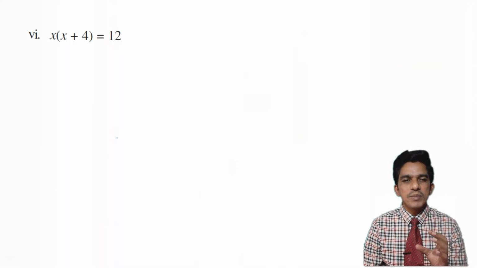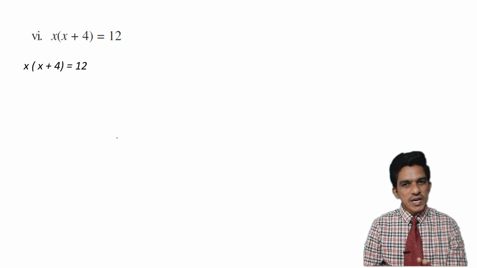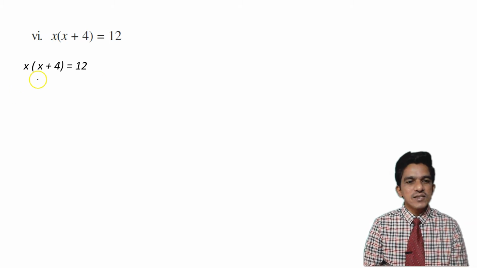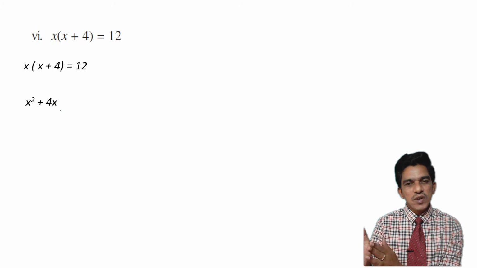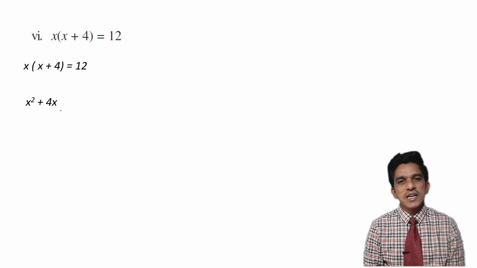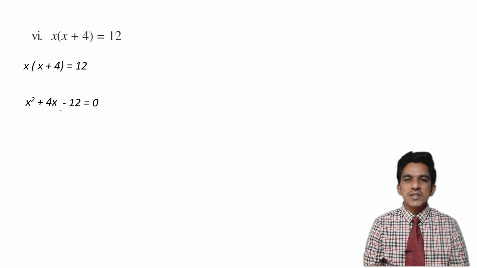Let us move to problem number 6. x of x plus 4 is equal to 12. This is the equation that we are given. ఇది actually quadratic equation but ఇది standard form లో లేదు. We have x of x, that means x square plus x into 4, 4x. Now on the right side we have plus 12. Let us transpose that to the left side, then it becomes minus 12 is equal to 0. Now this equation is in the standard form.